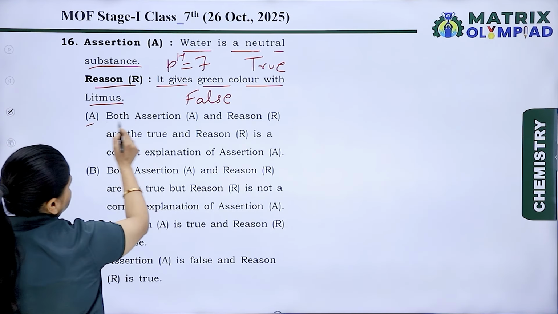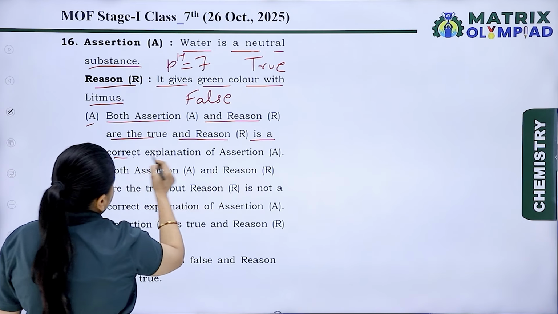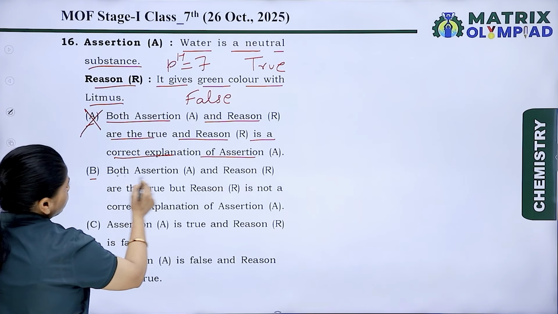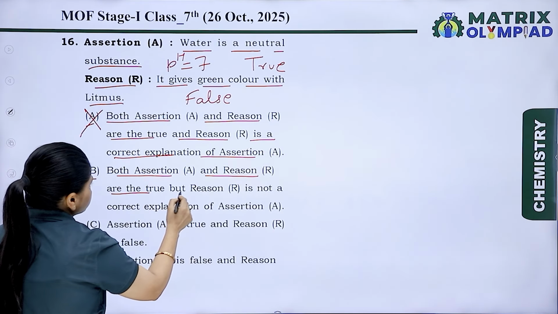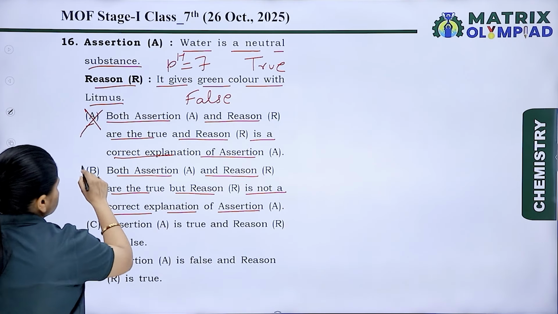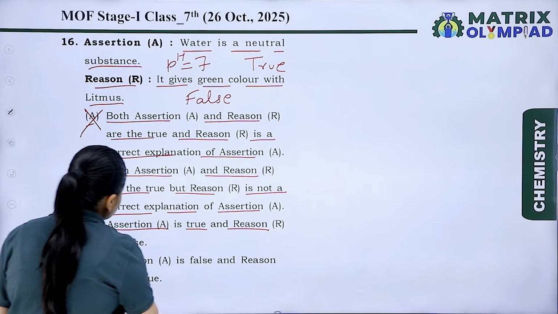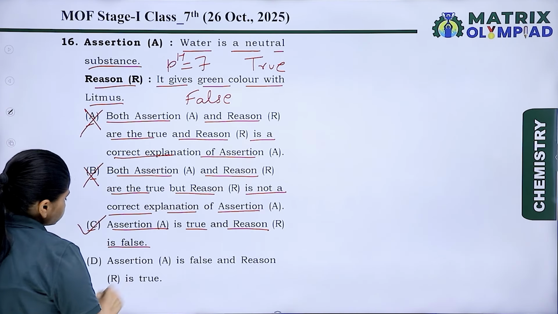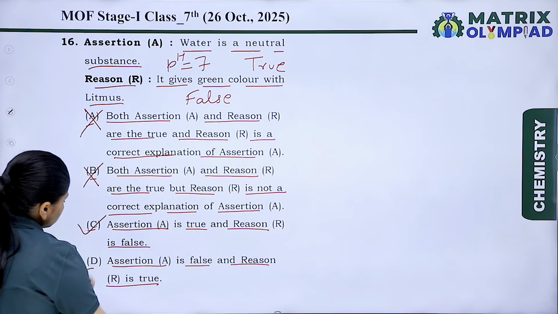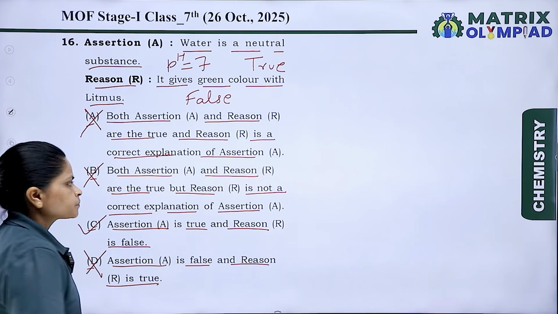A. Both assertion and reason are true, and reason is a correct explanation of assertion. This is wrong. Option B. Both assertion and reason are true, but reason is not a correct explanation of assertion. This is again wrong. C. Assertion is true and reason is false. This is correct. Option D. Assertion is false and reason is true. No, this is wrong. So the correct answer is option C.